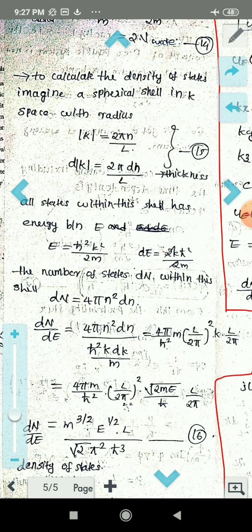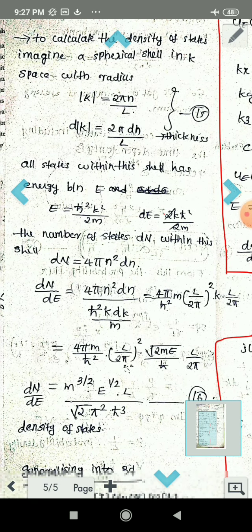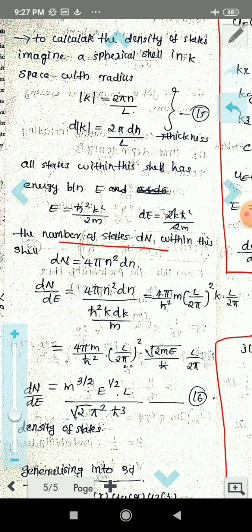Okay, so dE will be what, k h cross square divided by m dk, taking the derivative with respect to k. The number of states, denoted as dn, within this shell is 4 pi n square dn. Okay, now dn by dE, which is the number density, is equal to 4 pi n square dn divided by dE.